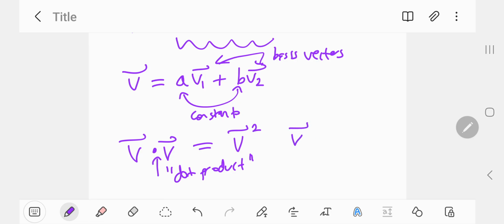If we find that this results in zero, then the two vectors are said to be orthogonal. They're at right angles with each other.